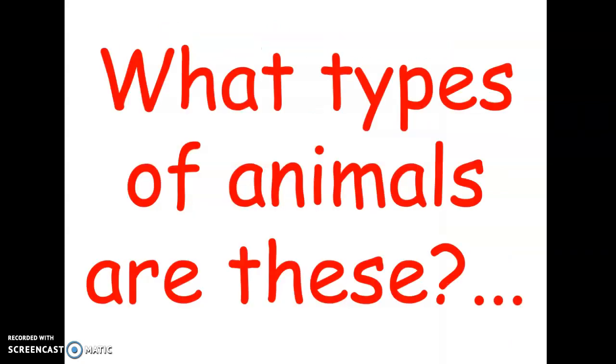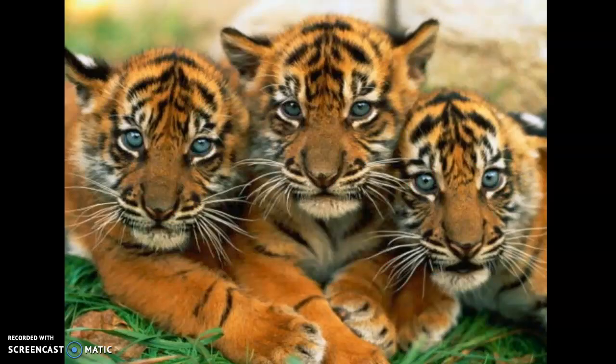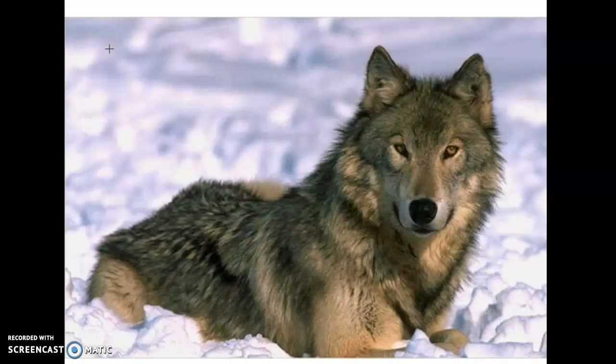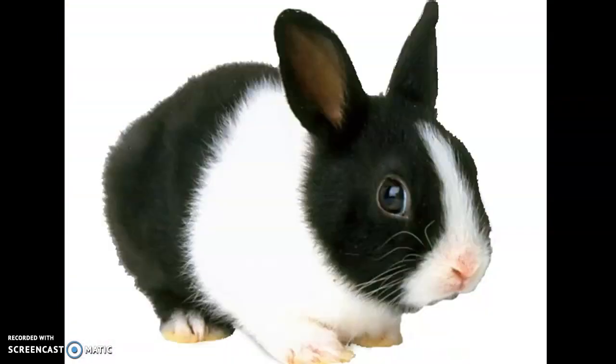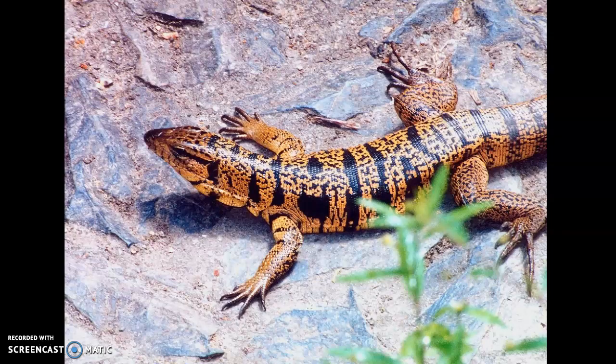What types of animals are these? You think you know? That's right, they are mammals. They all have fur and they're all warm-blooded. Now this one isn't. It's got scales and it looks like some sort of lizard, doesn't it? Do you think you know what kind of group it might go in? It's a reptile.